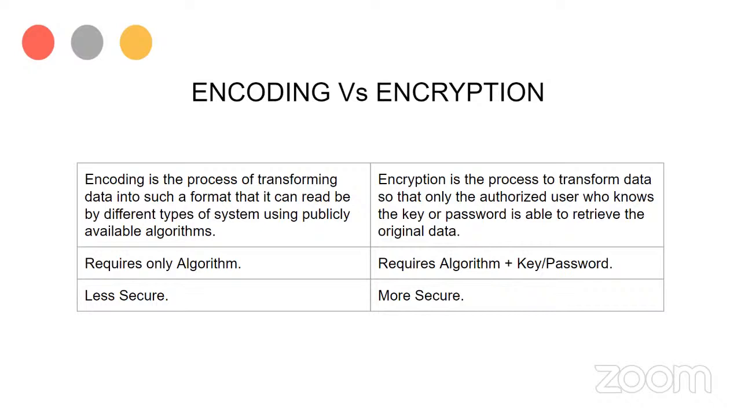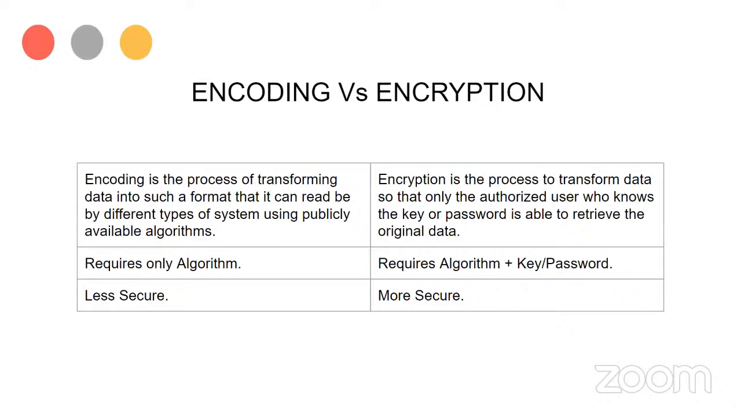What does this mean? This basically means that with any encoding scheme, any encoding algorithm, that same algorithm just converts one plain text to ciphertext. It will just change the format of it, and it will be in a format which cannot be read just by looking at it. You need to either use the algorithm, or perform some techniques to break that algorithm, and then only you can read it. Then the encryption part. Encryption is the process of transforming data so that only the authorized user who knows the key or password is able to retrieve the original data.